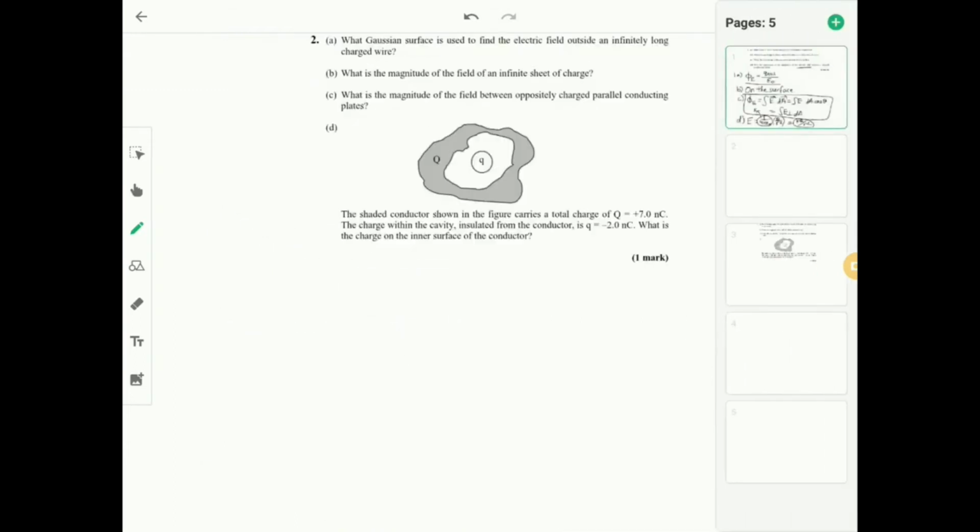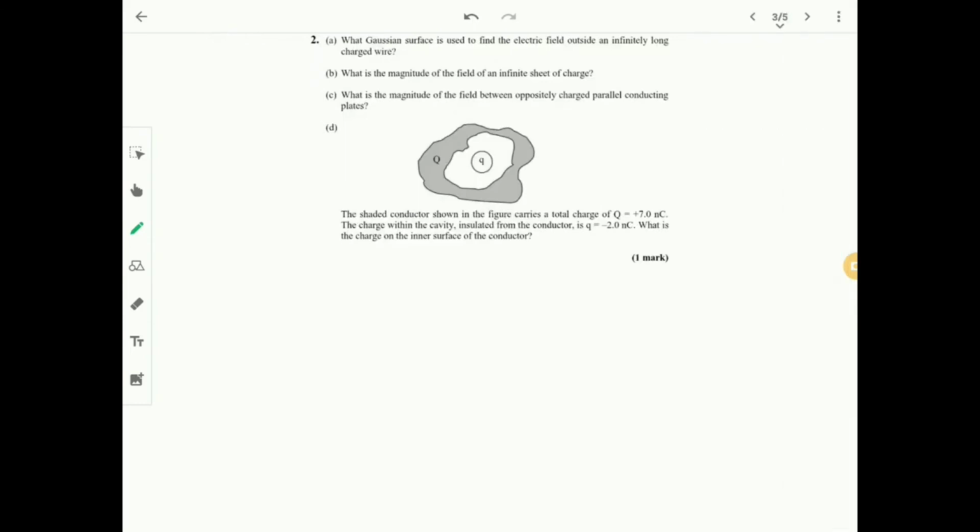Let's move to number 2 now. I'll give you guys another few seconds. It's again of many definitions, so you can solve and then we'll check together.